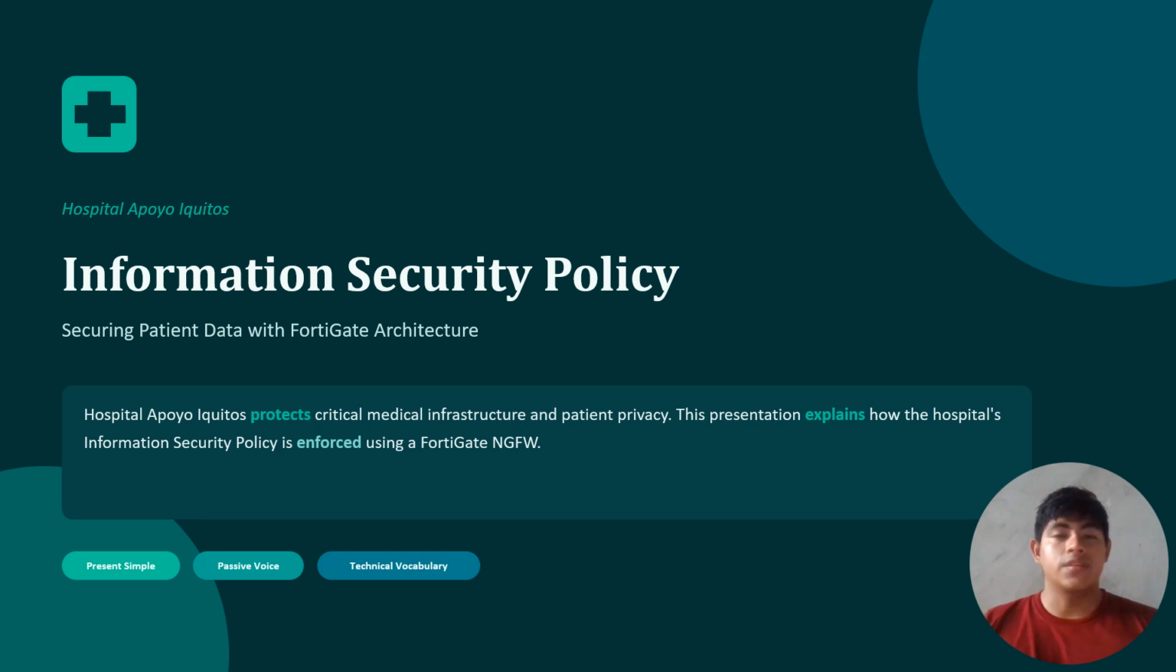Key sentence on the screen: Hospital Apoyo Iquitos protects critical medical infrastructure and patient privacy. This presentation explains how the hospital information security policy is enforced using the FortiGate. To understand this policy, we first need to see how the hospital network is organized.